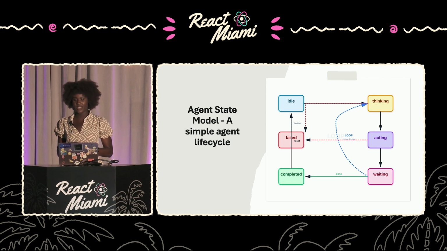Here's a simple agent lifecycle. There's idle, thinking, acting, waiting for input, done, error, and completed. Notice what's not here. There's no vibe state, no figuring it out state. Every state is explicit, every transition is named. But here's one important thing to remember. The UI renders state, not intelligence. So how do we work around this? Well, lucky you, because I've got 3 React patterns that solve this.